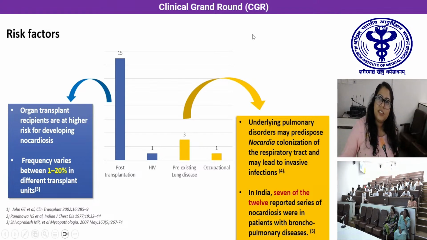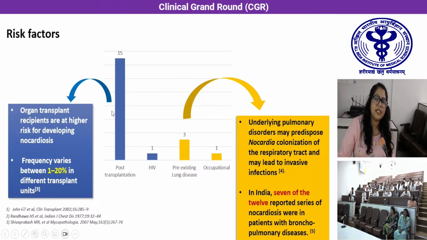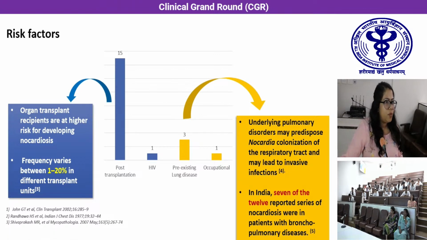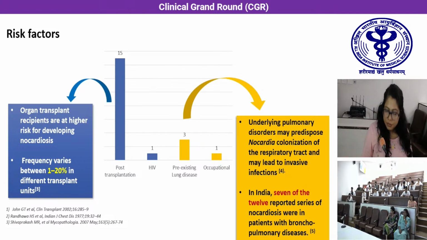Coming to the other major risk factor, organ transplantation, they are at higher risk for developing nocardiosis, and the frequency varies from 1 to 20%. And pre-existing lung disease is found to be a major risk factor in pulmonary nocardiosis. In India, there were around 12 case series, out of which 7 showed that patients had an underlying bronchopulmonary disease.